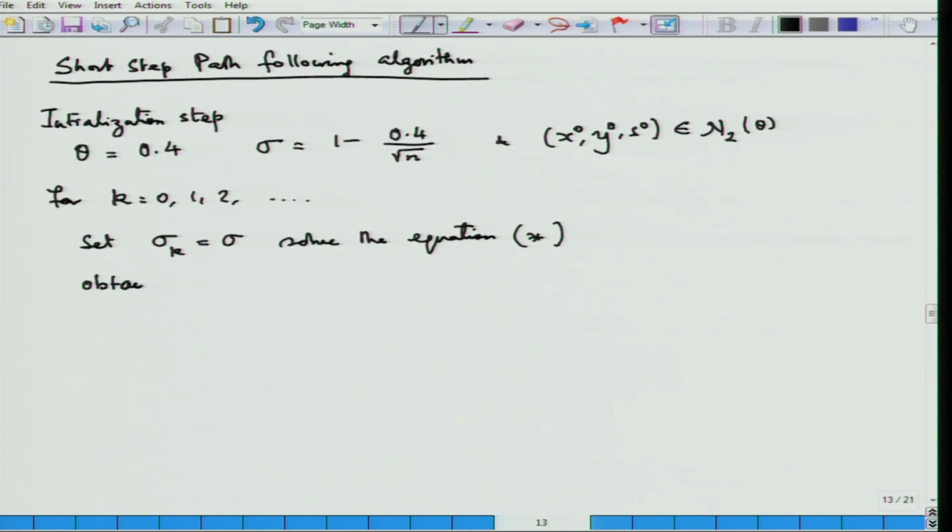Obtain delta x k, delta y k, delta s k, and write. So, you are doing a for loop for k equal to this, do this, do this. So, it is the next.